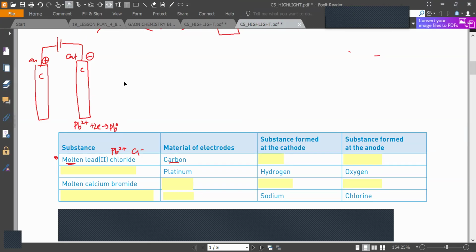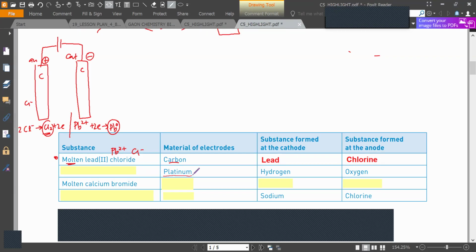So at the cathode, we will have the lead metal. And then at the anode, it will attract the chloride. So what happened to chloride? The chloride will be removing 2 electrons to form the chlorine gas. So here we have chlorine, our product here.